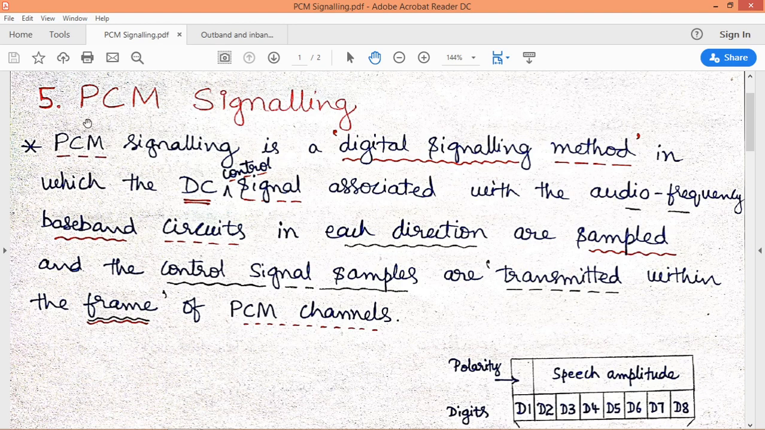Hello, welcome back. Today we will discuss the PCM signaling system. This is basically a time division multiplexing carrier system, or time division carrier signaling system.